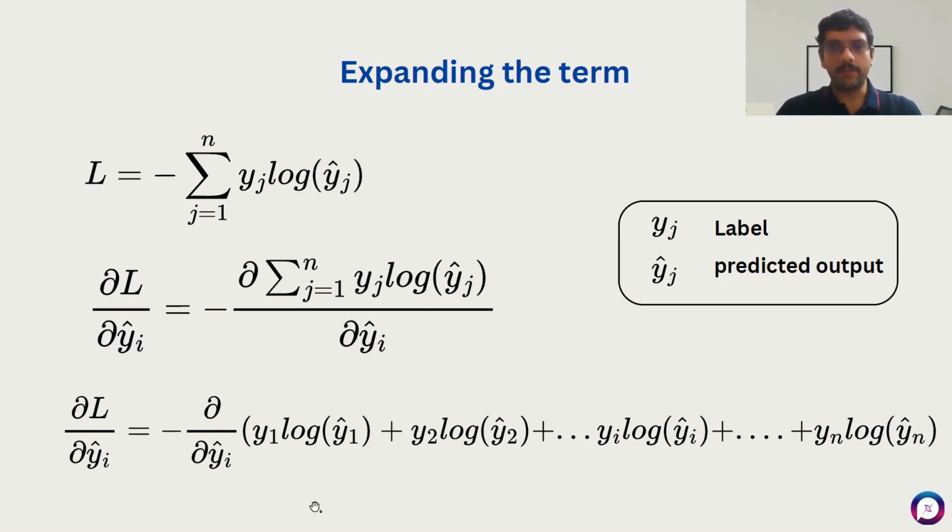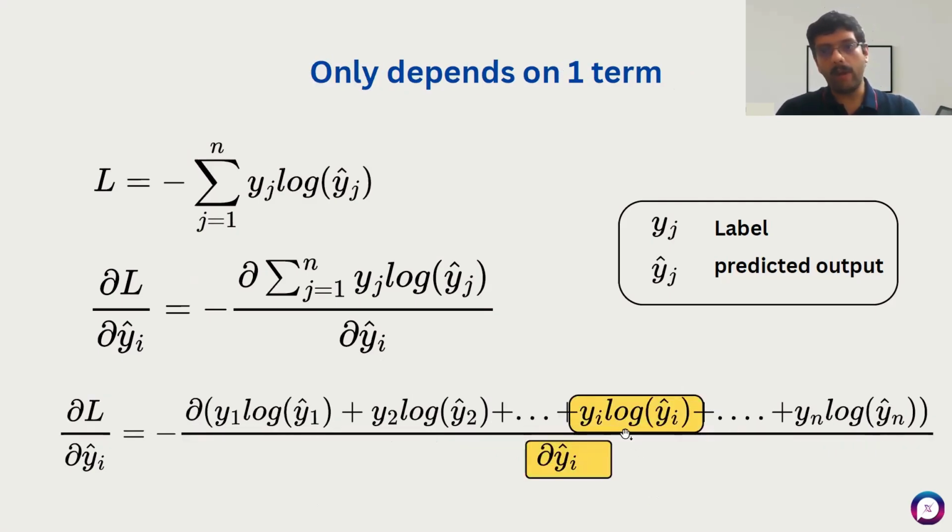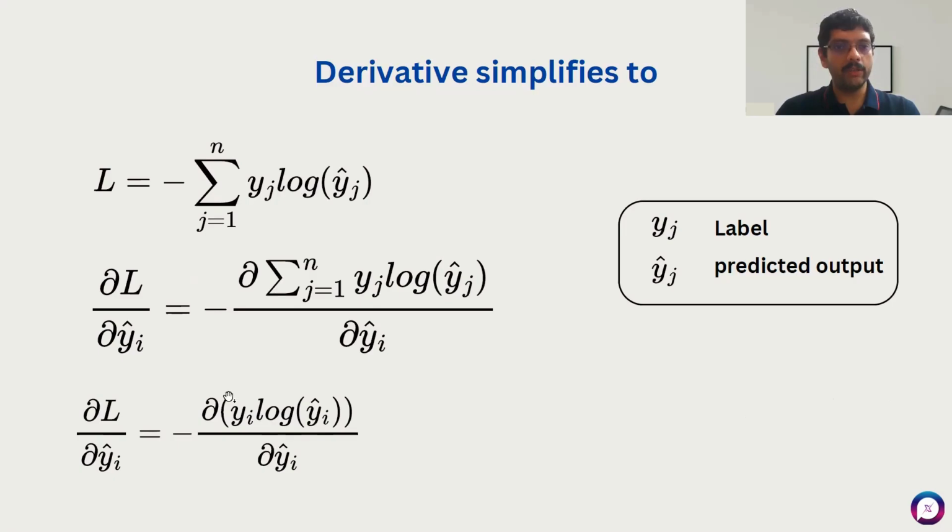Let's expand this sum, right? So j equal to 1 to n is basically y1 log y1 hat plus y2 log y2 hat plus and so on, yi log yi hat, plus all the way to yn log yn hat, right? Let's say there are n terms. Now, where is the dependence? There's no dependence on y1 or y2 if you're differentiating with respect to yi hat. The only dependence is in this term, right? Dou of yi log yi hat by dou yi hat. All the other terms are not dependent on yi hat. So all the other terms go away, and this derivative reduces to minus dou by dou yi hat of yi log yi hat.